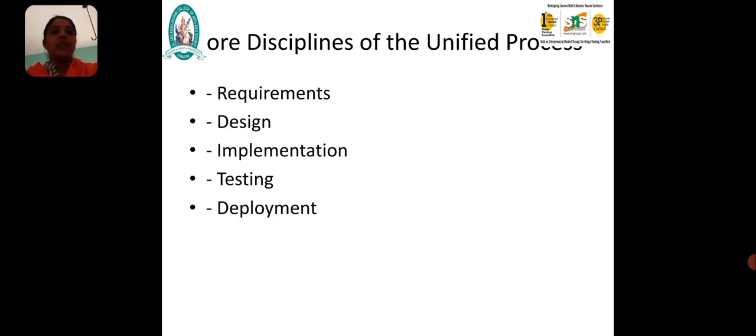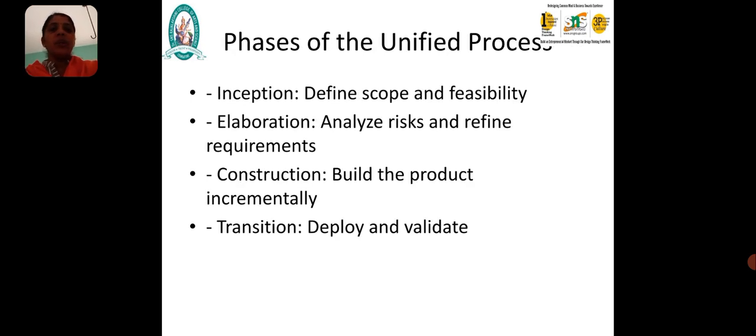Next, likewise requirement, designing, implementation, testing, and deployment process. Instead of these terms, they are using inception, elaboration, construction, and transition. Inception means scope and feasibility. Scope means the lifetime of the given requirements. Feasibility should be studied based on the requirements and needs. Elaboration: analyzing risk and refining requirements. Construction: building the product incrementally. Transition: deploy and validate. Validation should be there, then deployment also, and it should be in a clear manner.